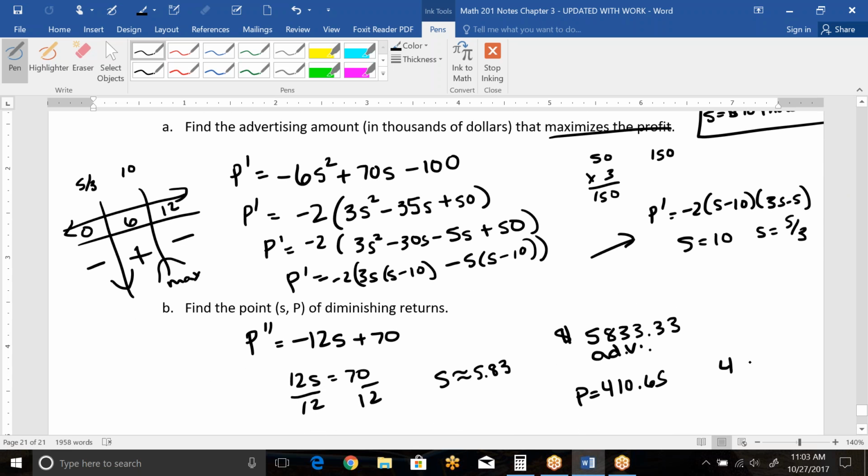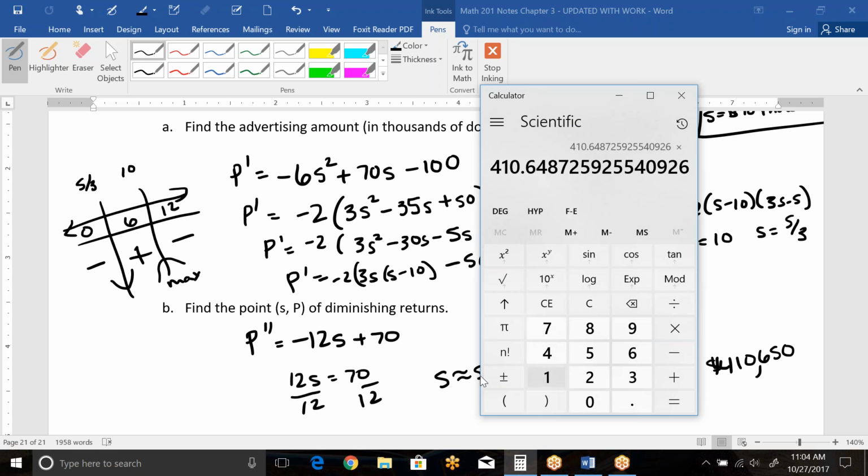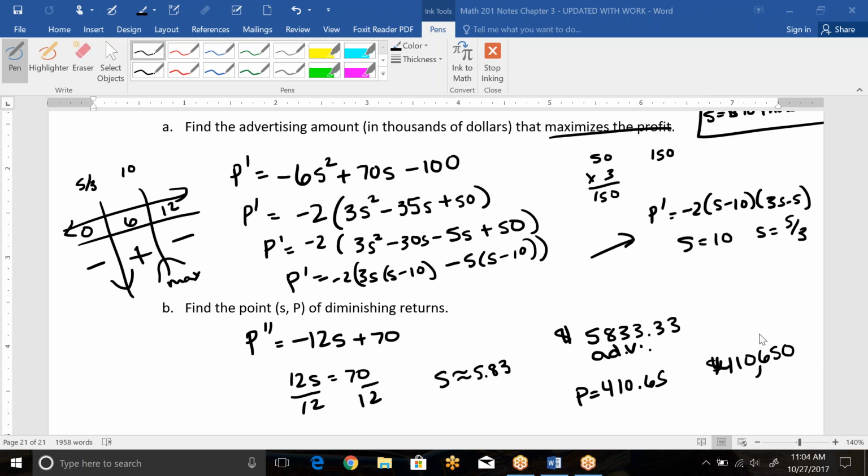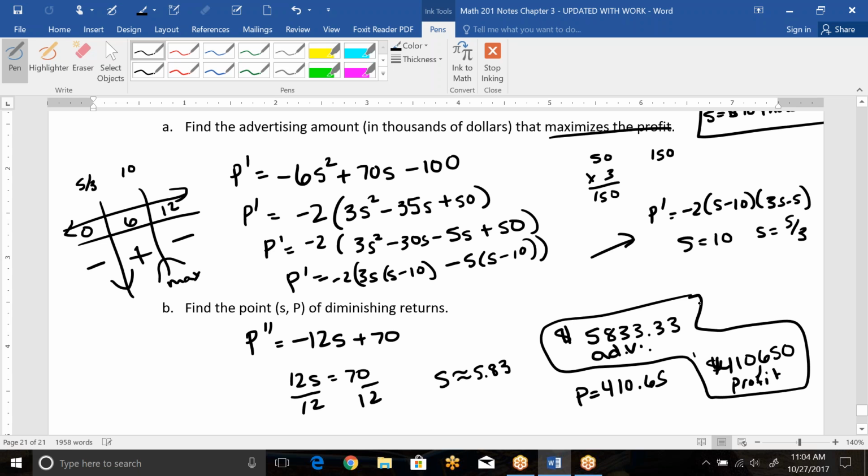So this would be 410,650. I'm going to double check myself. Should just move it 3 zeros. Yeah, but I rounded up. So there we go. So that's my profit. There's the advertising. That's the point of diminishing returns. So if they spend more than this on advertising, they will start losing profit. It will not be a benefit to them. Okay, and that's the end of this video.